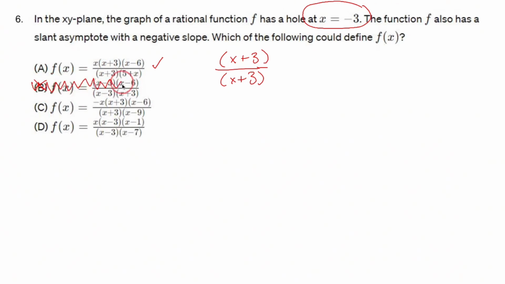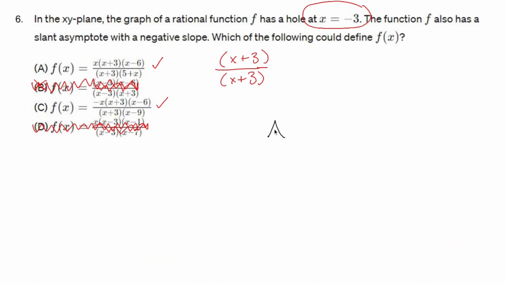I'm just going to completely cross that out so I don't have to look at it. Negative x, x plus 3, x minus 6, x plus 3, x minus 9, so you have a possibility. X, x minus 3, x minus 1, x minus 3, x minus 1. There are no x plus 3s here, so you're also out of the question. So it's between A and C. Part one was taking care of the hole at x equals -3.